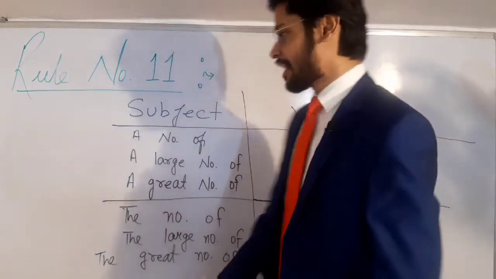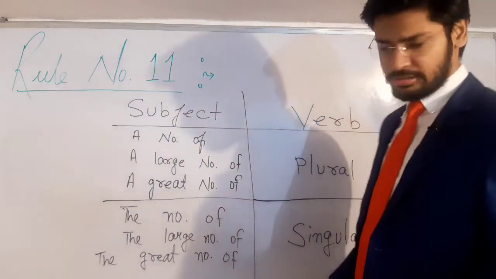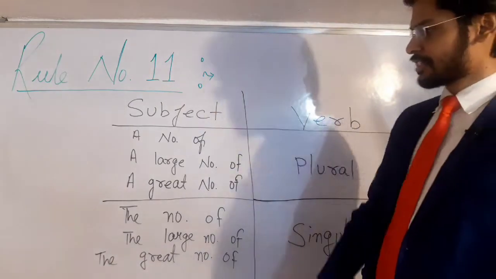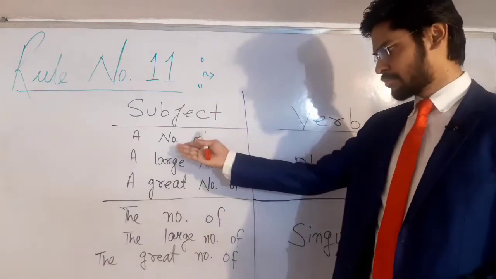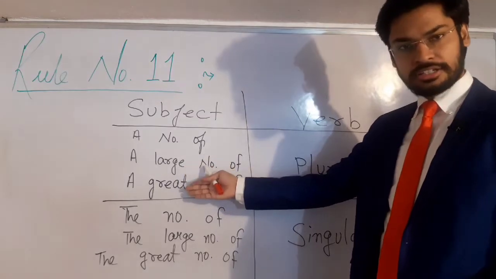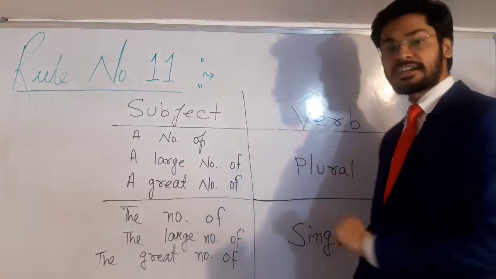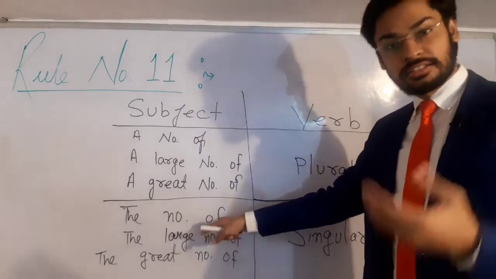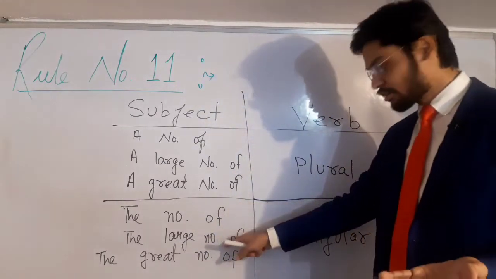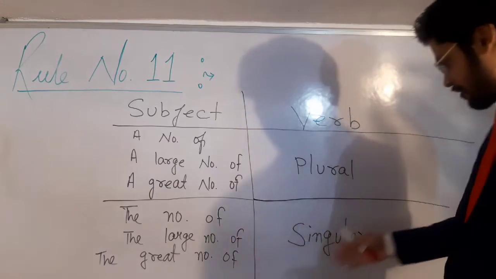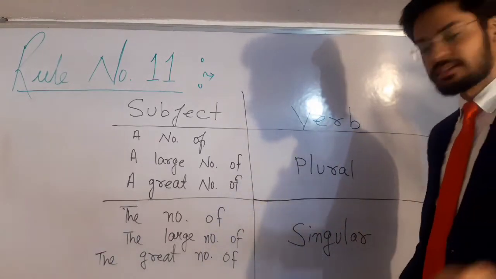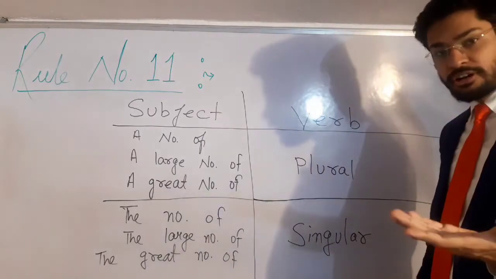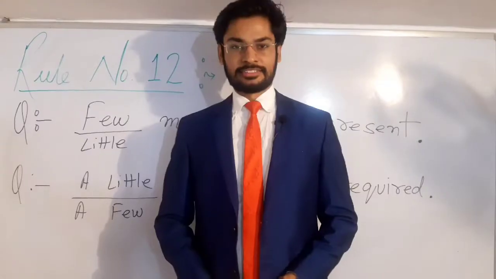So students, I have mentioned the rule number 11, on which the previous question I had solved. See, if the subject are these three, a number of, a large number of, a great number of, तो आपका वर्ब हो जाएगा इन तीनों केसेस के लिए प्लूरल. इफ द सब्जेक्ट इज द नंबर ऑफ, द लार्ज नंबर ऑफ, द ग्रेट नंबर ऑफ, तो आपका वर्ब हो जाएगा सिंगुलर इन तीनों केसेस के लिए. सो प्लीज नोट डाउन द रूल. मूविंग ऑन टू द नेक्स्ट रूल नंबर 12.